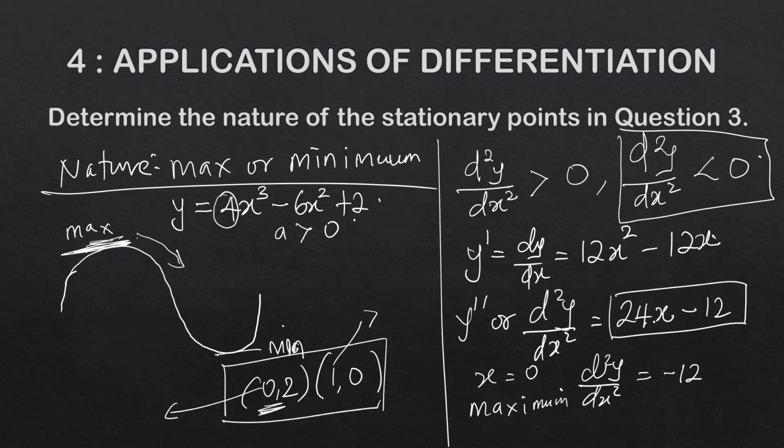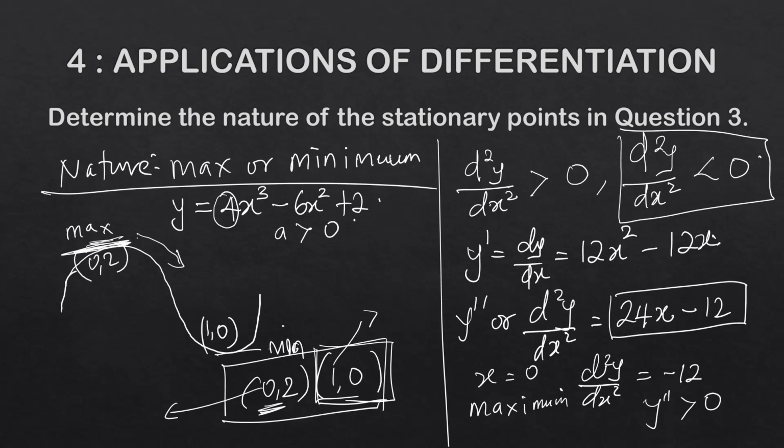But then if I now choose x to be 1, if I put x to be 1 here, y double prime is going to be greater than 0. That means it is minimum. Therefore, at this first value, it is minimum, which is (1, 0), and this one is maximum, which is (0, 2).